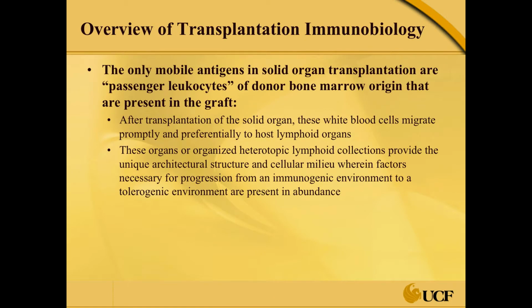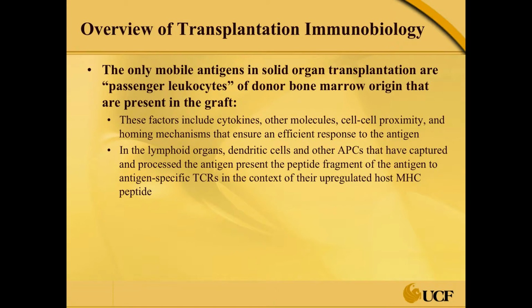the T cell. And these organized heterotopic lymphoid collections provide the unique architectural structure and cellular milieu wherein factors necessary for progression from an immunogenic environment to a tolerogenic environment are present in abundance. So these factors include the involvement of things like cytokines, other molecules, cell-cell proximity, and homing mechanisms that ensure an efficient response to the antigen.